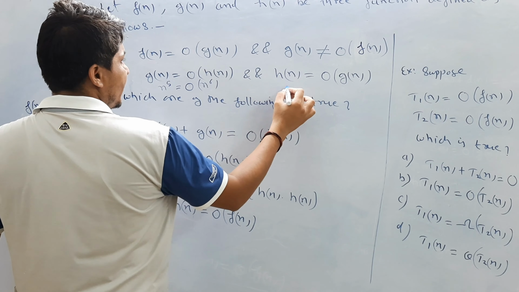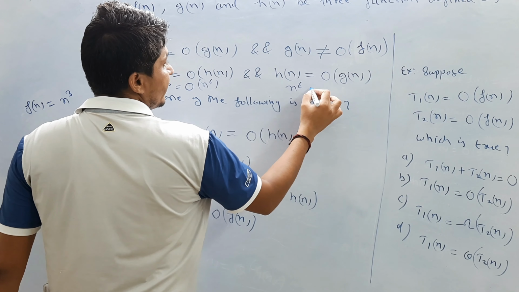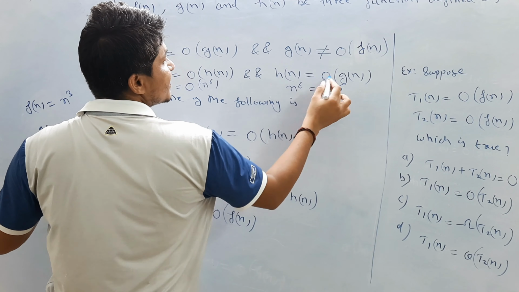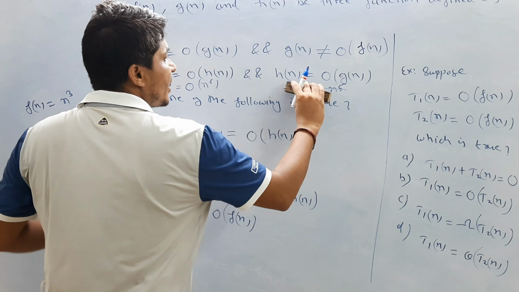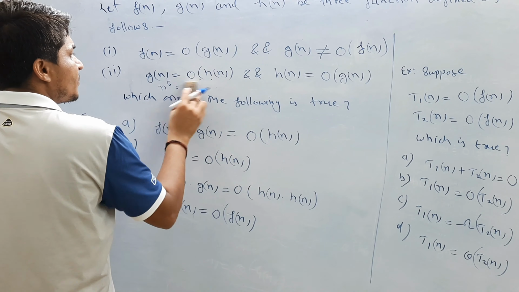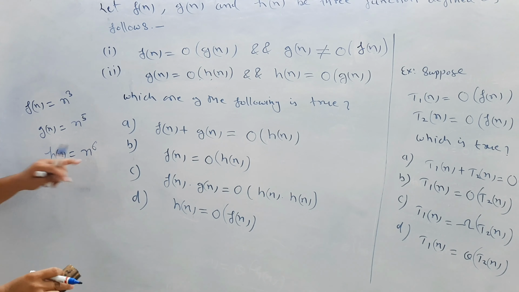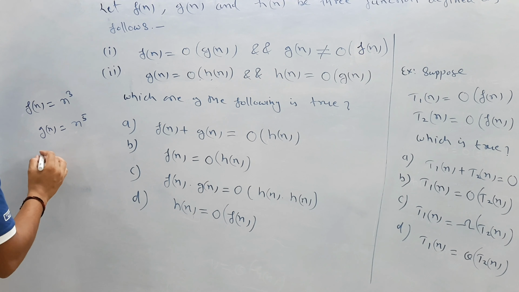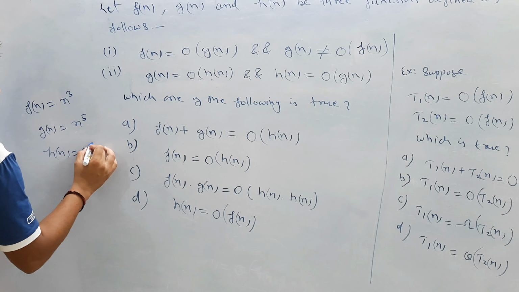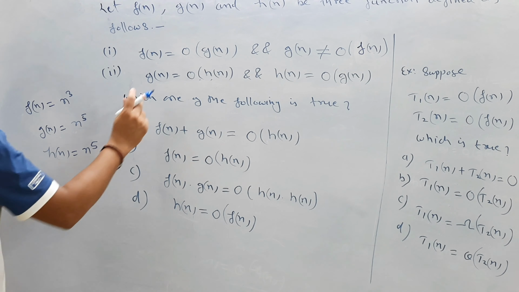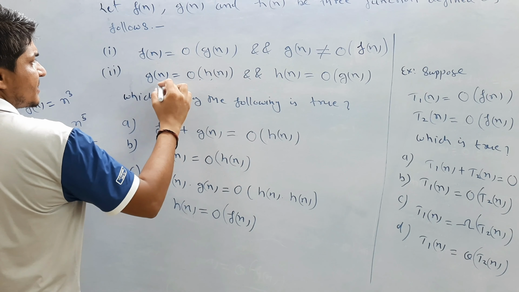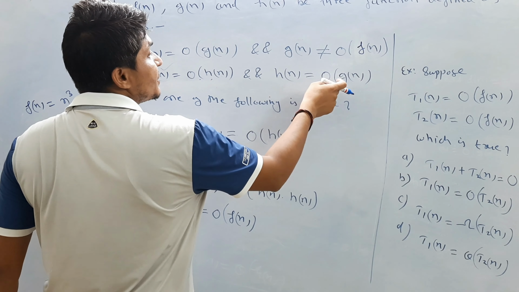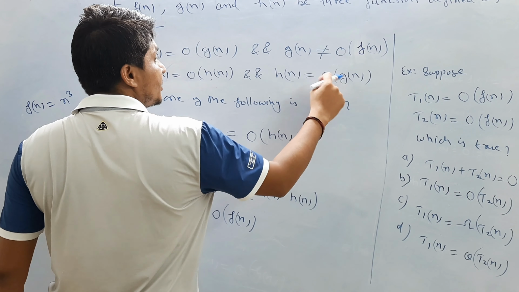But the other statement is not true. h of n is n raised to power 6 and g of n is n raised to power 5, so according to this statement it is not true. So you cannot take h of n as n raised to power 6. You can only assume h of n is n raised to power 5. Then n raised to power 5 is big O of n raised to power 5, which is true according to Big O notation, and the same holds here also.